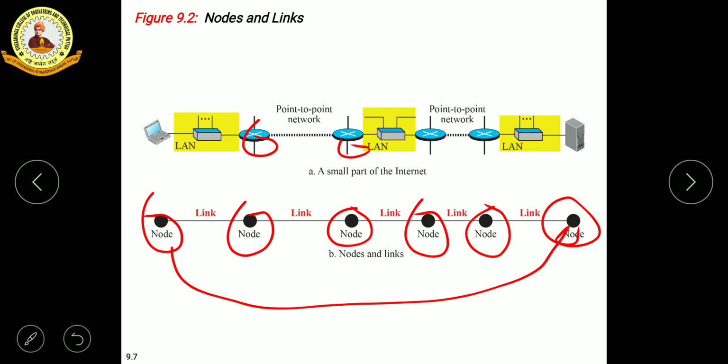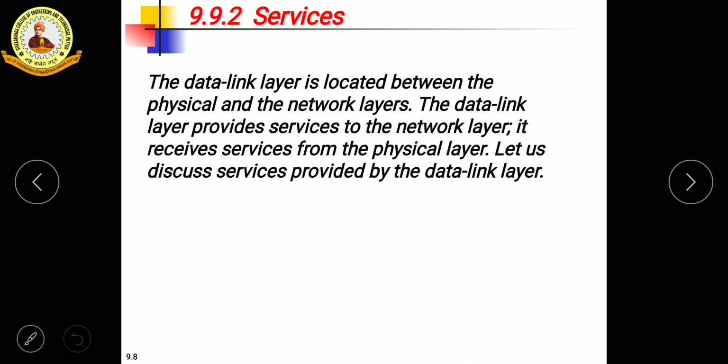So this figure gives you a simple representation of links and nodes when the path of the data unit has only 6 nodes. The first node is the source host, the last node is the destination host, and the other 4 nodes are 4 routers. The first, the third and the fifth links represent the 3 LANs. The second and the fourth represent the 2 WANs. Okay, then the next point is services.